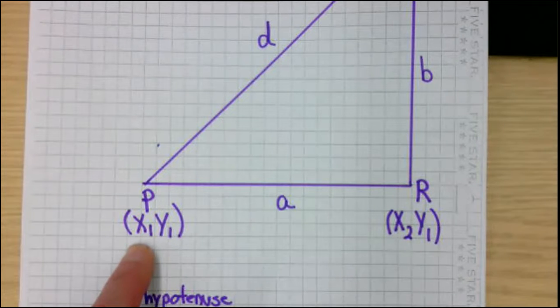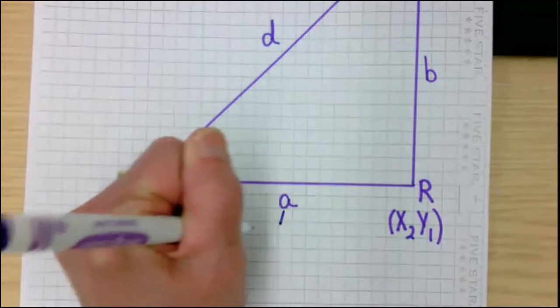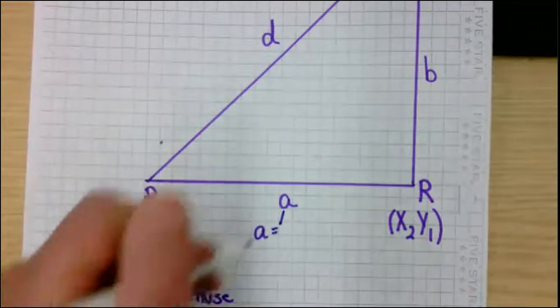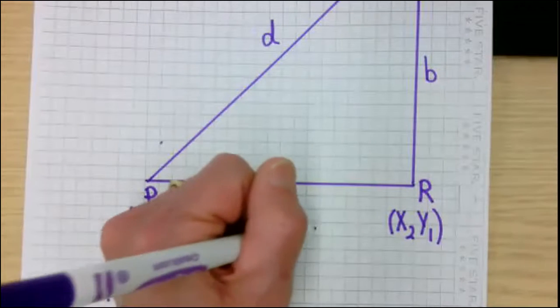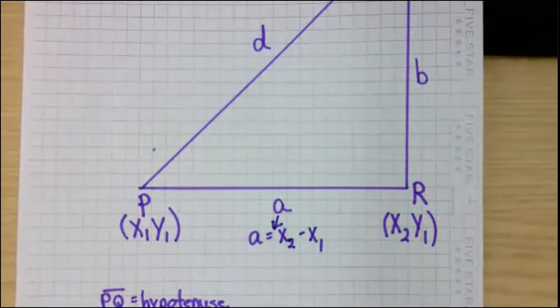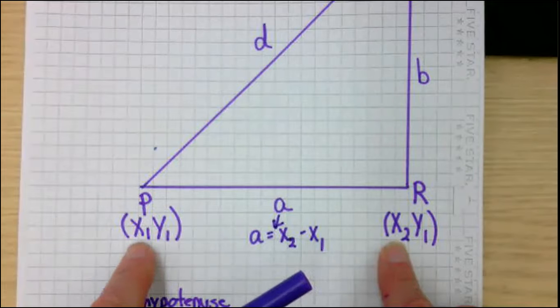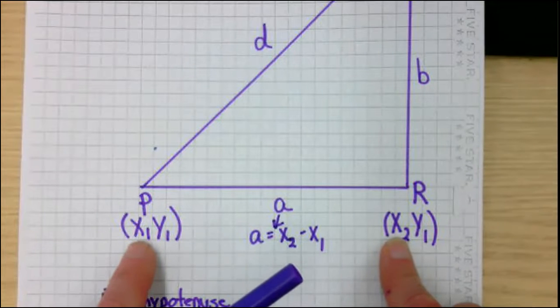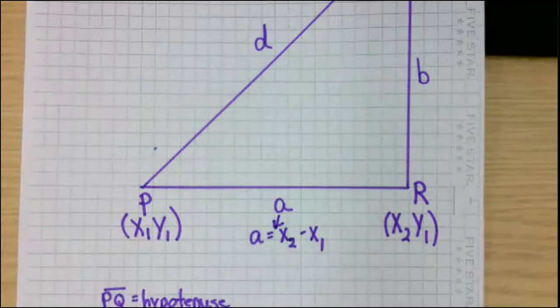So that would be letter B. A is equal to, right here, A equals x2 minus x1. Right? Because we take the second coordinate minus the first coordinate to get the distance. So if this was 6 and this was 3, our distance would be 3. If this was 10 and this was 4, our distance would be 6. Okay, so far so good.